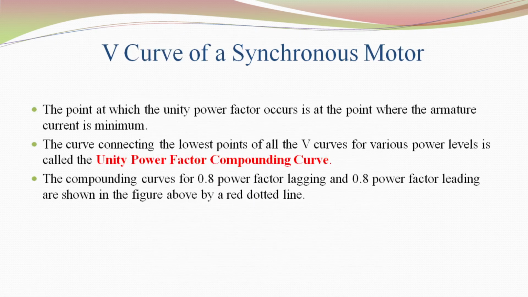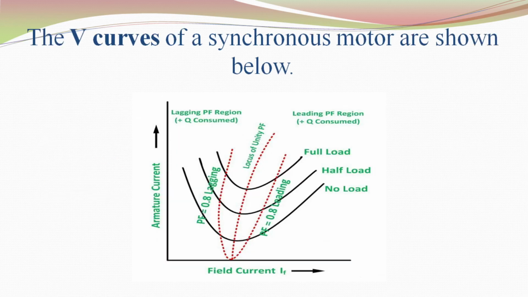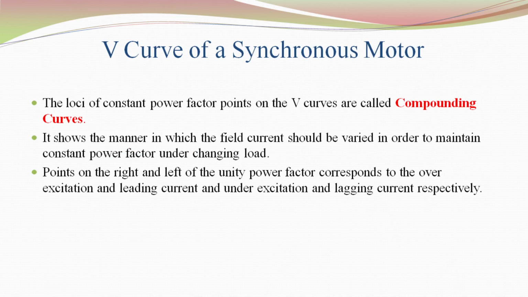The point at which the unity power factor occurs is the point where the armature current is minimum. The curve connecting the lowest points of all the V curves for various power levels is called the unity power factor compounding curve. The compounding curves for pointed power factor lagging and pointed power factor leading are shown in this figure by a red dotted line. The loci of constant power factor points on the V curves are called compounding curves.